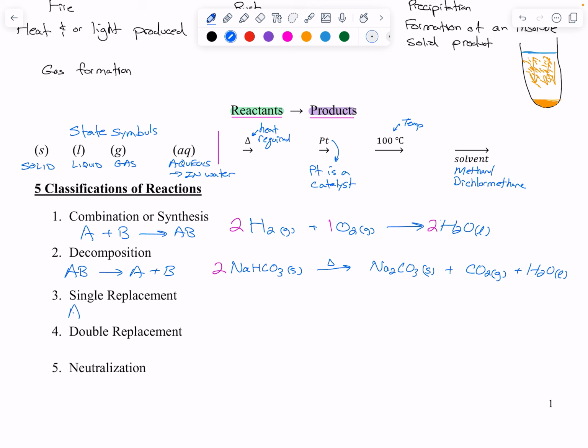Single replacement. Some books call it single displacement. So you have AX plus B going to A plus BX. For example, CuSO4 plus magnesium goes to Cu solid plus MgSO4. So when you look at that, it looks like sulfate would rather be with magnesium. That's really not what happens. You'll learn later on, really just basically electrons on magnesium would rather go to copper. But it looks like single replacement.